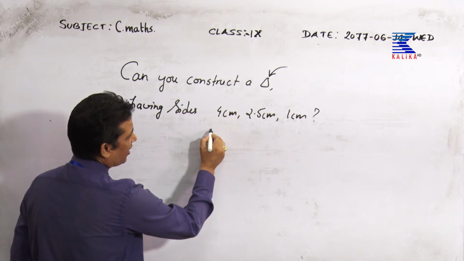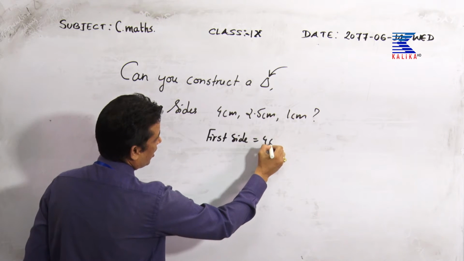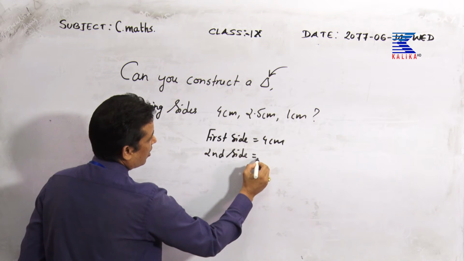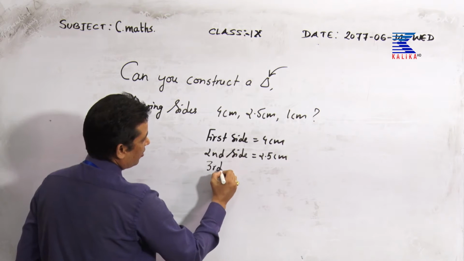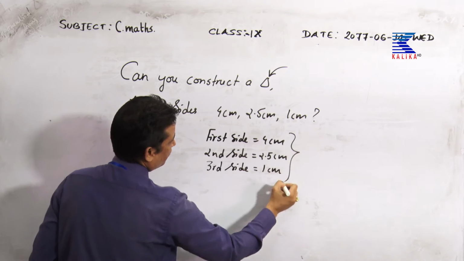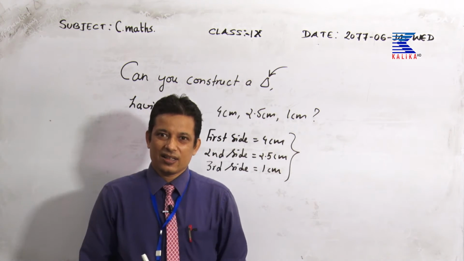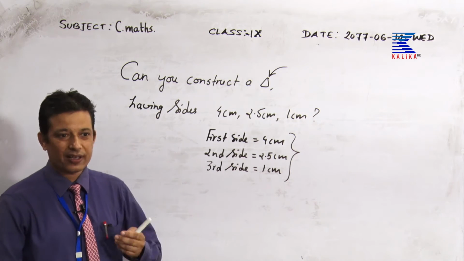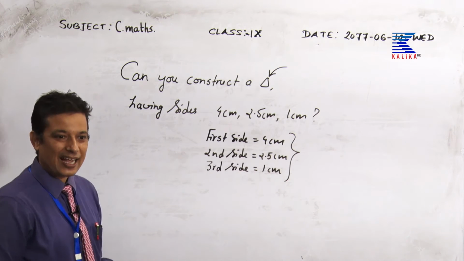What is the first side? You see here the first side is 4 centimeter, the second side is 2.5 centimeter and the third side is 1 centimeter. You know, normally you will get the definition of a triangle, you have already seen it as well. Okay, let me show you in the slide please and then we discuss this.